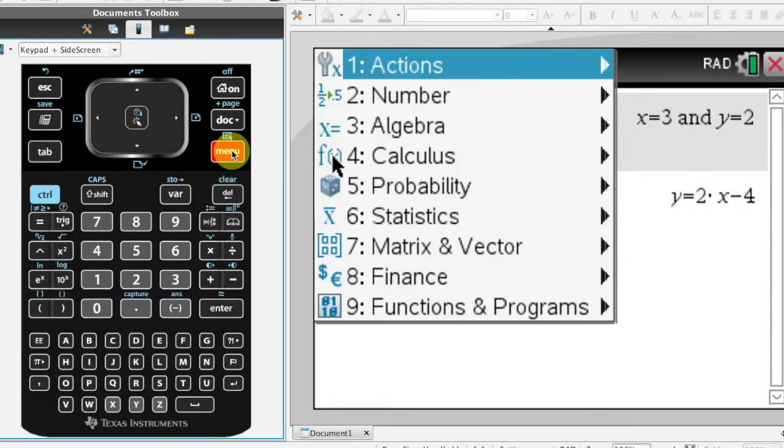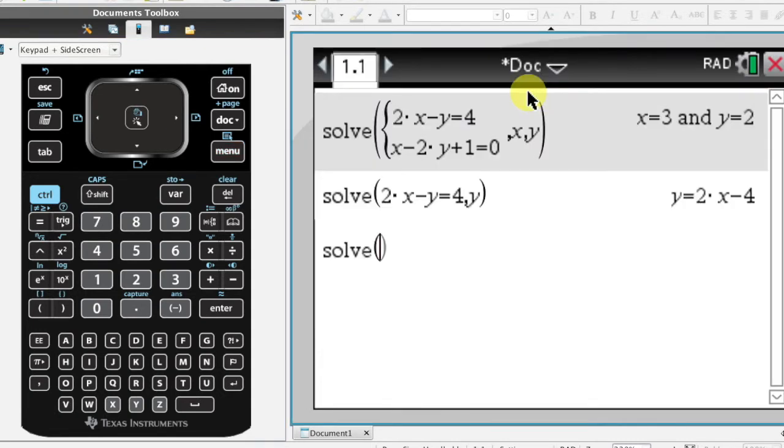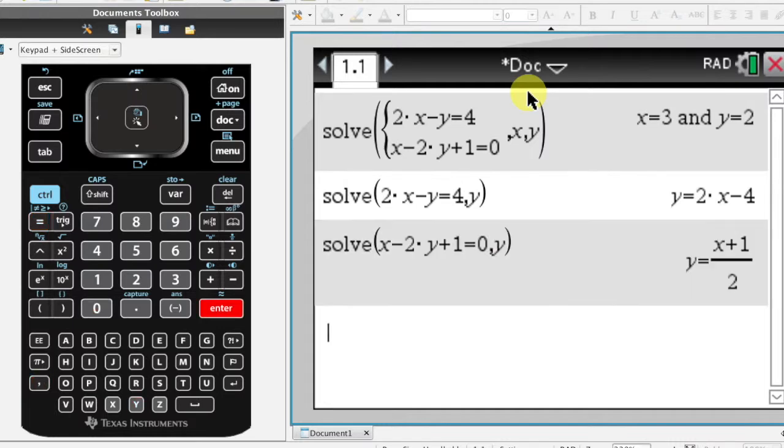And again, similar technique, menu, algebra, solve. I put in my second equation, x take away 2y plus 1 equaling 0. And I'm solving for y. And the right-hand side is x plus 1 over 2.